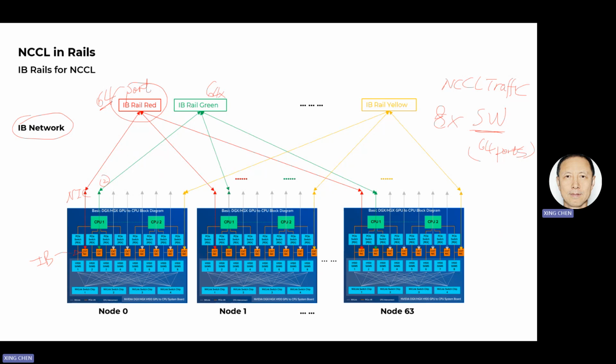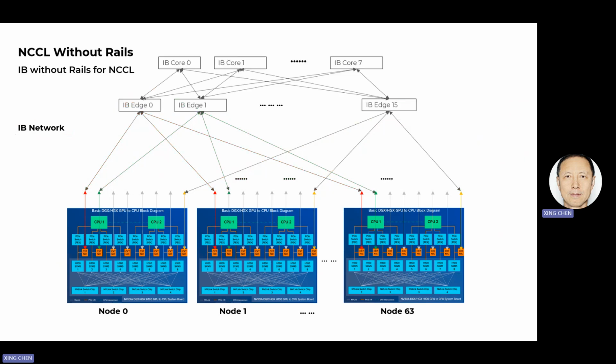So this is the NICO InfiniBand network. For NICO communication, you can build this kind of network by using the concept of rails. You can separate the network into different rails. Okay, there is also another way to do this network, which is that you don't distinguish the rails.